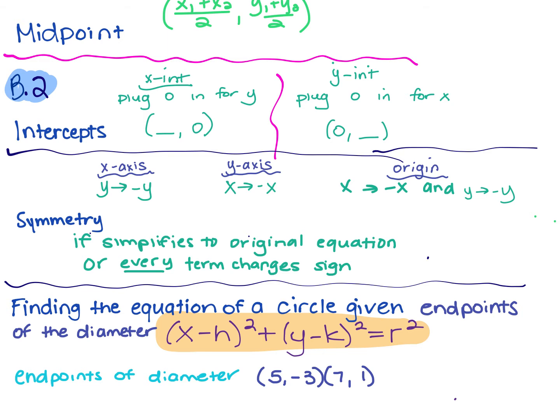Then came symmetry. So our test for x-axis symmetry is to plug in a negative y. Our y-axis symmetry is to plug in a negative x, and our origin symmetry is to plug in both negative x, negative y. Once we've plugged it in and simplified it, we check. Does it go back to the original, or is every single sign the opposite of the original? If either of those happen, then our symmetry test passes. It's a yes. If it does not, it's a no. Questions so far?